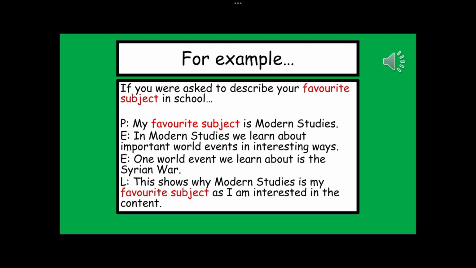So as you see, in the question there is favourite subject, in our point it says favourite subject, and again with our link sentence it says favourite subject. Alright, it's important to have that key theme so that the marker knows that you know exactly what you're talking about and that the link and your point is clearly related to the question.